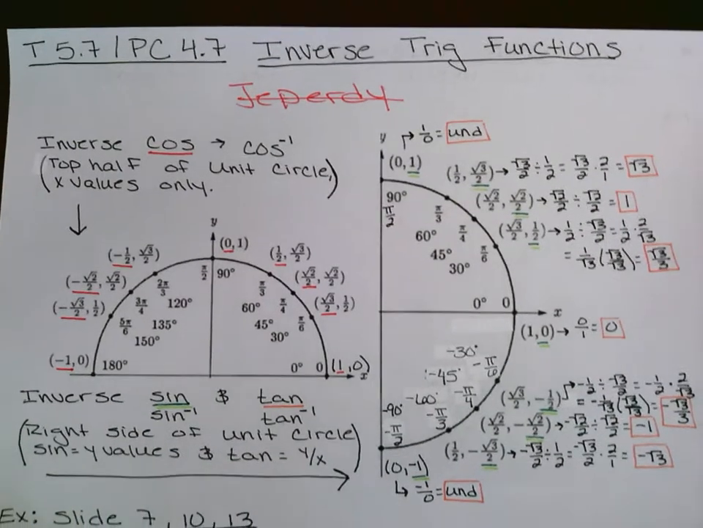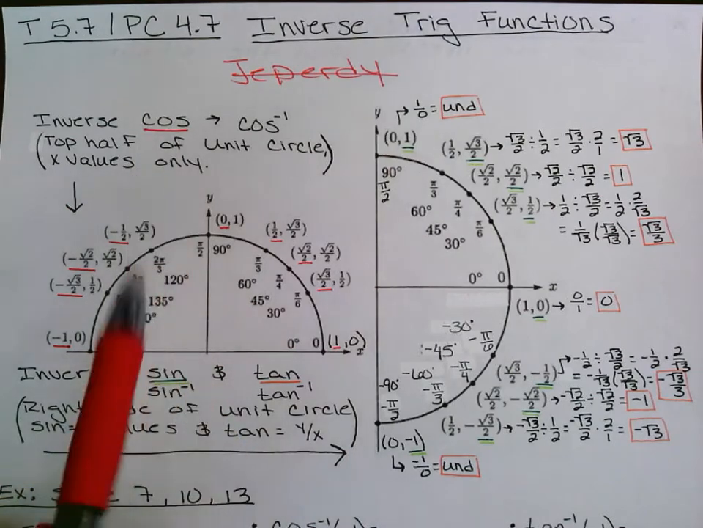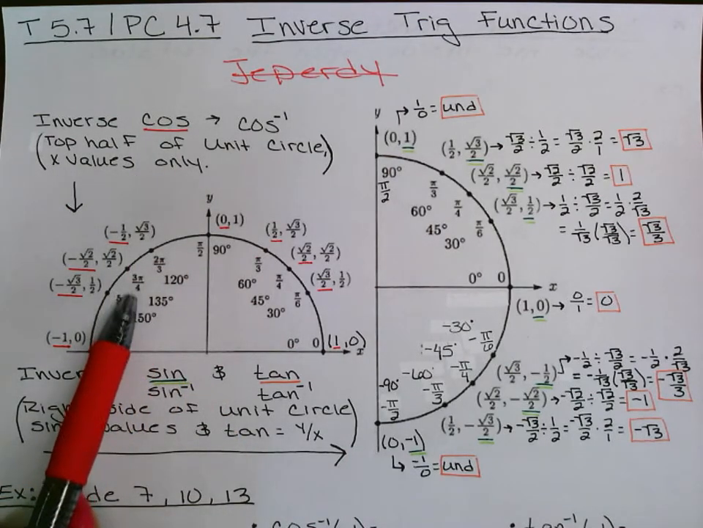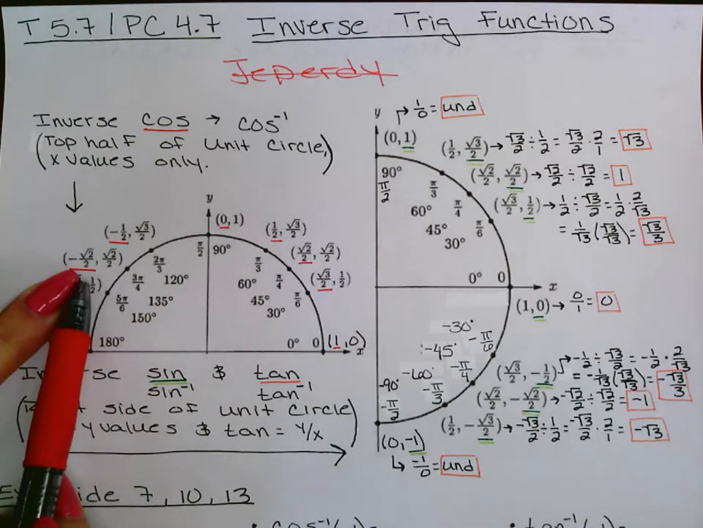In the past, I would have asked you a question like, what is cosine of 3 pi over 4? And at 3 pi over 4, you would go to the x value and tell me the cosine of 3 pi over 4 is negative radical 2 over 2.